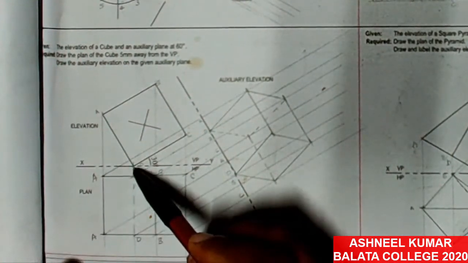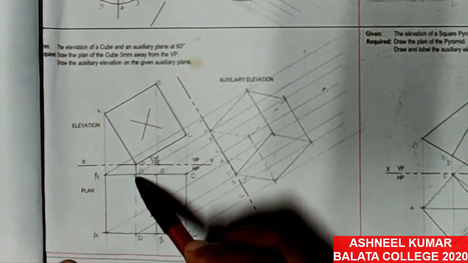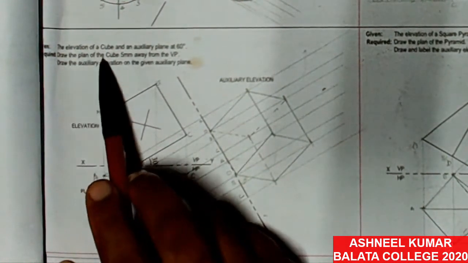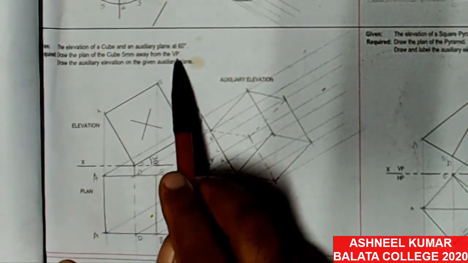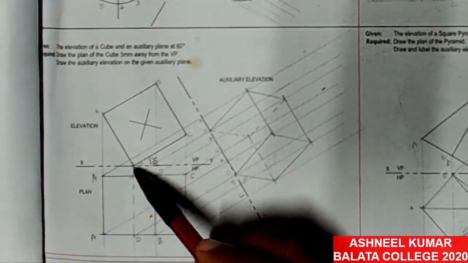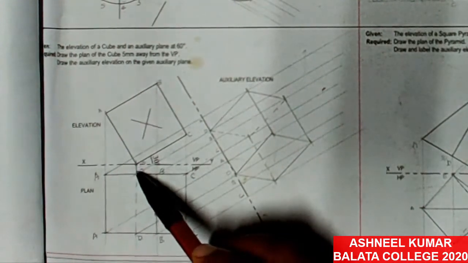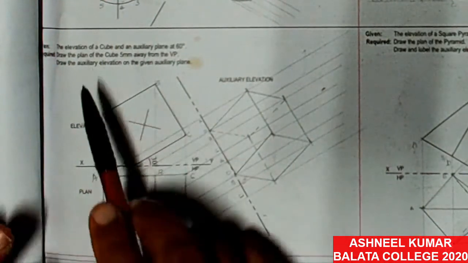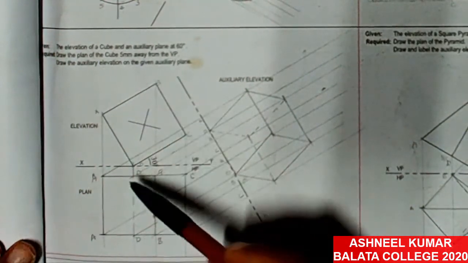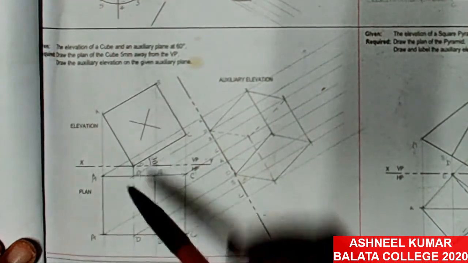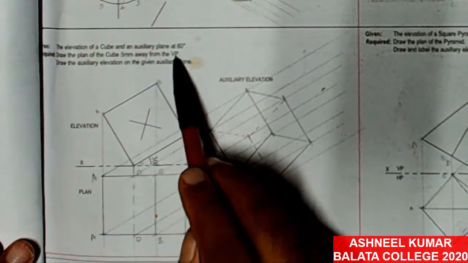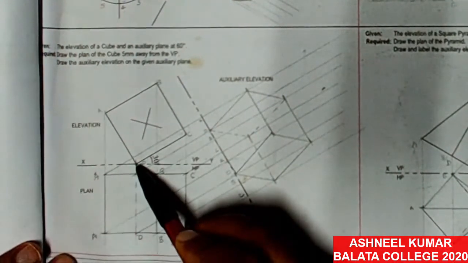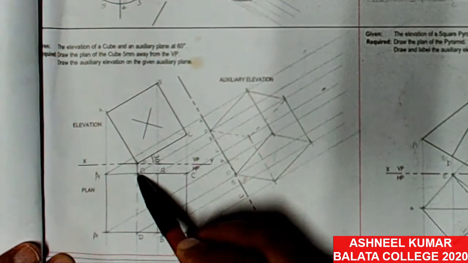Now as you can see, I have drawn my plane slightly below the reference line. The reason for that is the question here. You have to draw the plane of the cube 5 mm away from the VP. But as you can see here, I have measured 5 mm on the HP. So that is what you have to know. If it says 5 mm away from VP, you measure 5 mm on HP. If it says 5 mm away from HP, then you measure 5 mm on VP, right? So I'll measure 5, that's the distance 5 mm according to the question.